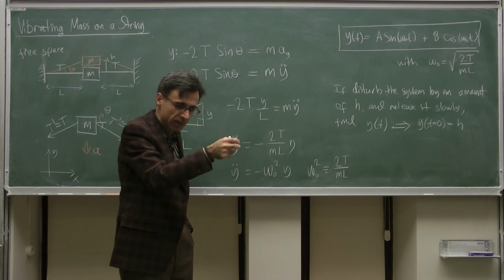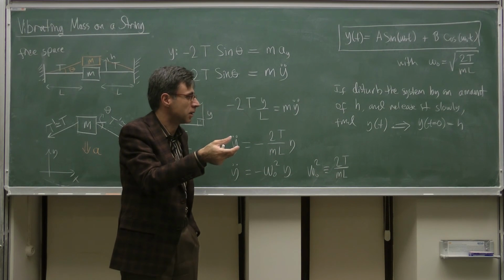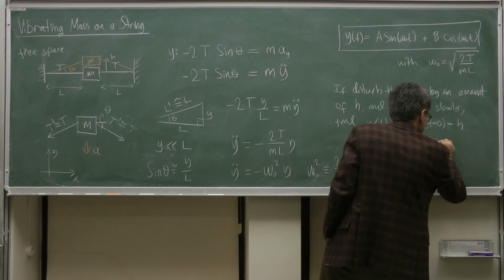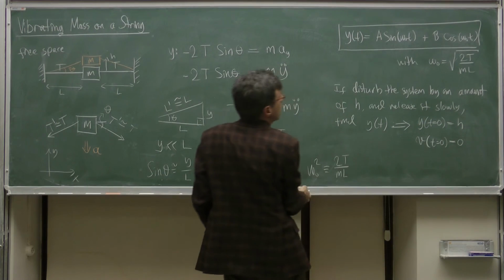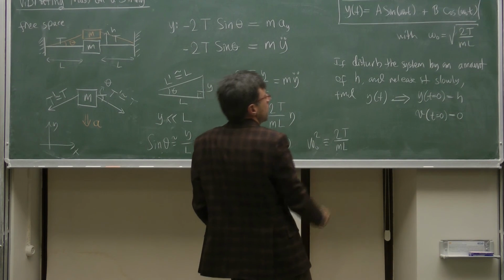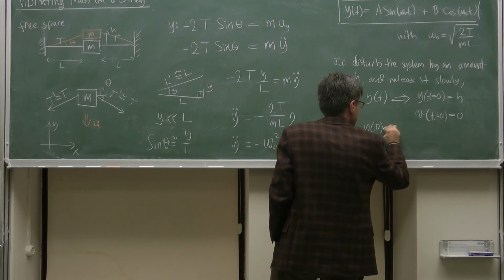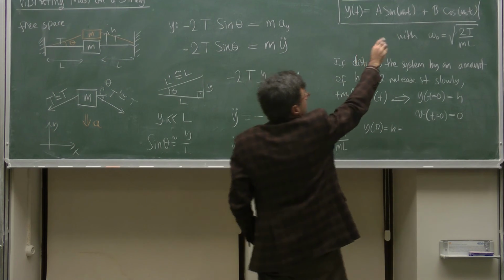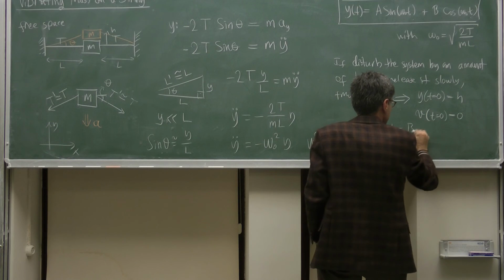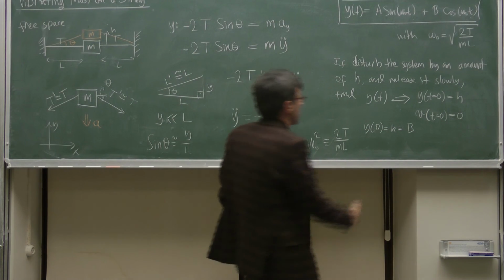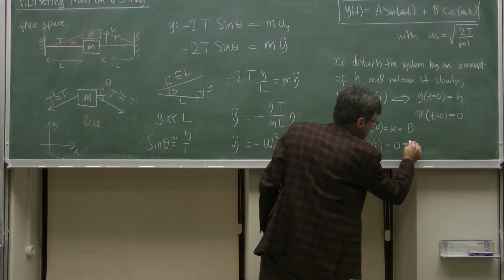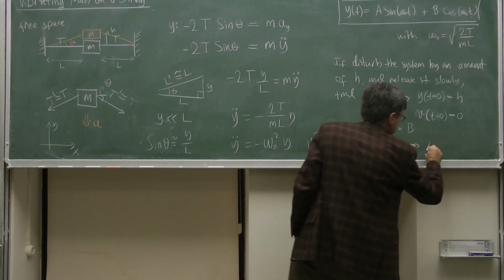We release it slowly, which means that it is starting its motion from rest. So the initial velocity is 0. v of 0 is equal to 0. And we solve for A and B for these initial conditions. y of 0 is equal to h. This term is 0. That is going to give me 1 is equal to B, so B is equal to h. And v of 0 equal to 0 is yielding me A to be equal to 0.